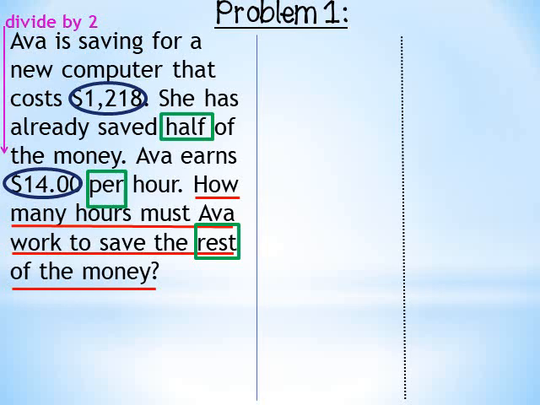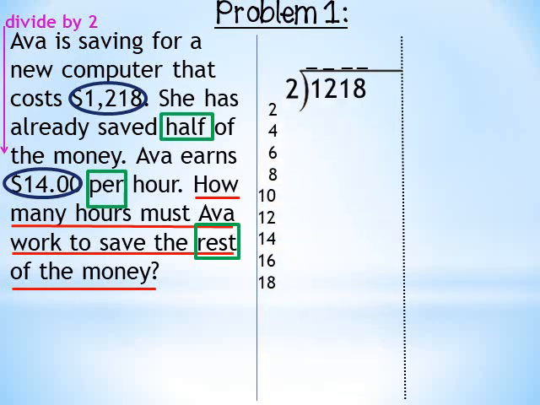Let's start by thinking about that half. Half means divide by 2, so we're going to start by dividing. We're going to take that 1,218 and we're going to divide it by 2 so we can see how much money she has yet to save. So make your garage, skip count by 2s because we know it's divide by 2, and go ahead and start dividing. 2 cannot go into 1, but it can go into 12.